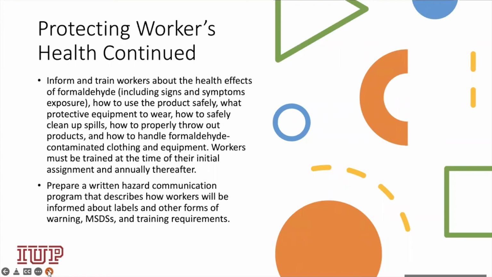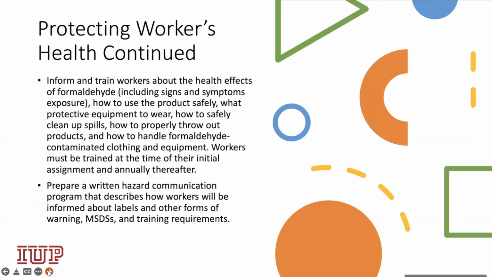So protecting workers' health continued. You want to inform and train workers about the health effects of formaldehyde, including signs and symptoms, how to use the product safely, what protective equipment to wear, how to safely clean up spills, how to properly throw out products, and how to handle formaldehyde contaminated clothing and equipment. Workers must be trained at the time of their initial assignment and annually thereafter.